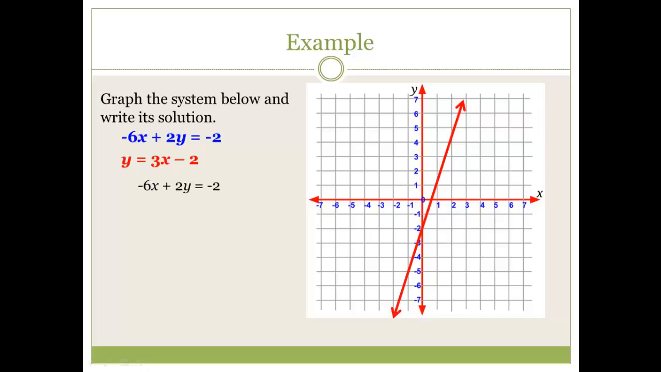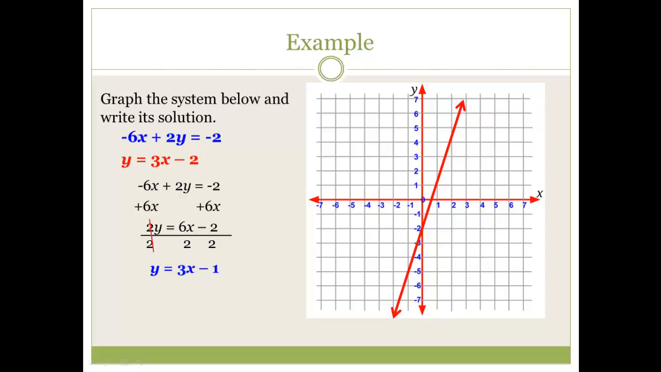For negative 6x plus 2y equals negative 2, you want to get y alone. The first step is to add 6x to both sides of the equal sign. The 6x cancels out on the left side, and you're left with 2y equals 6x minus 2. The last step is to divide everything by 2 on both sides. The 2 crosses out on the left side, and you're left with y equals 3x minus 1.